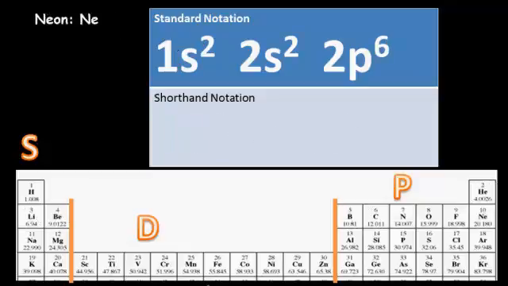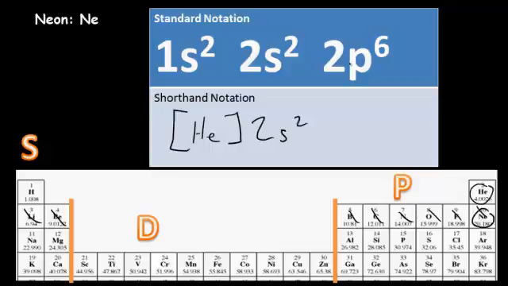Let's do another one. Let's do neon. Now neon is a noble gas, so we use helium again. I'll put my bracket, helium, and what do I have? I have this row again, but I go a little farther here. So that would be 2s2, 2p6 this time.